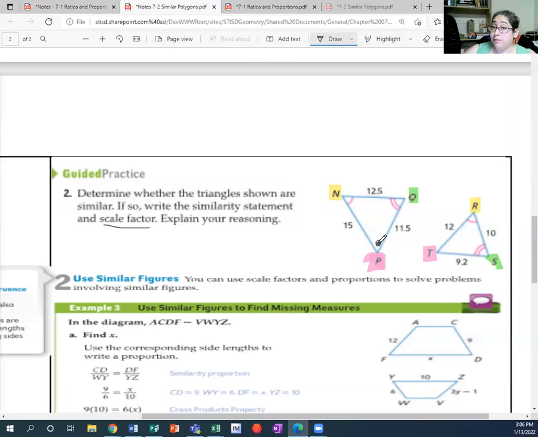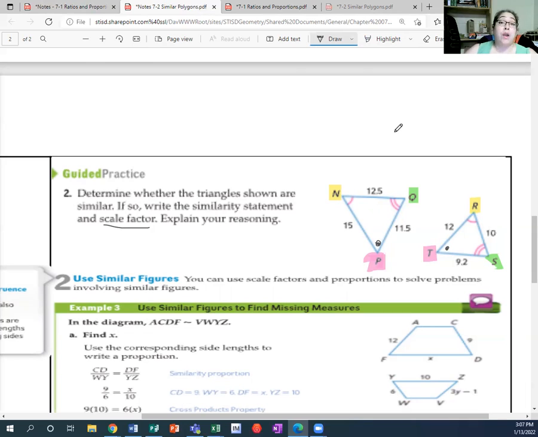However, because I have two pairs of congruent angles already showing, with my third angles theorem, I get the third pair of angles for free. P and T must be congruent, and so they're corresponding. Checked off on the corresponding angles being congruent. Let's check if the sides are in proportion.